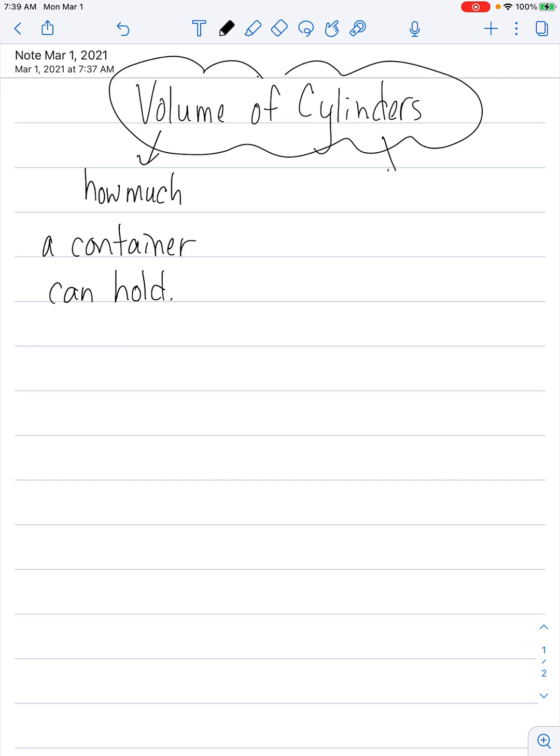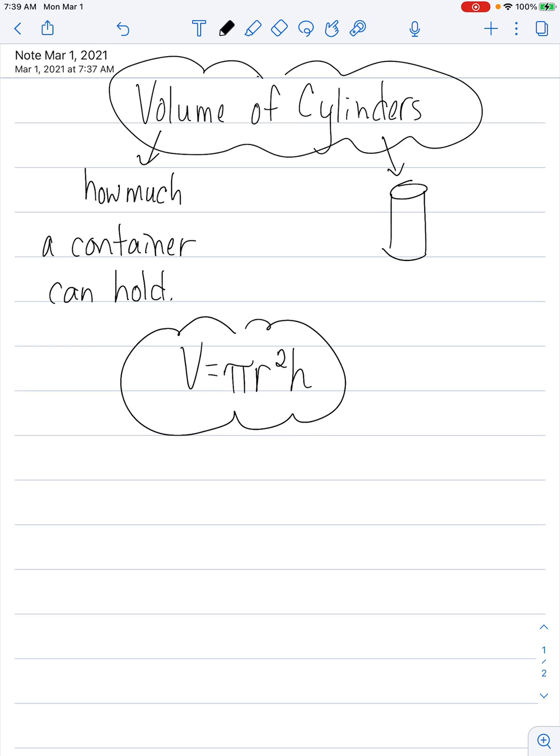Which brings me to what a cylinder is. A cylinder looks like a can, okay? So we're going to find the volume, or how much these cans or cylinders can hold. So first, let's talk about the formula. Volume equals pi times radius squared times height. We are going to use this formula every time to find the volume of a cylinder.